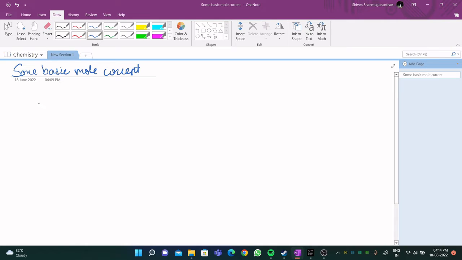Now, we'll first start this off by defining what an atom is. An atom is the smallest independent unit of matter. So we'll just write that here. Smallest unit of matter.